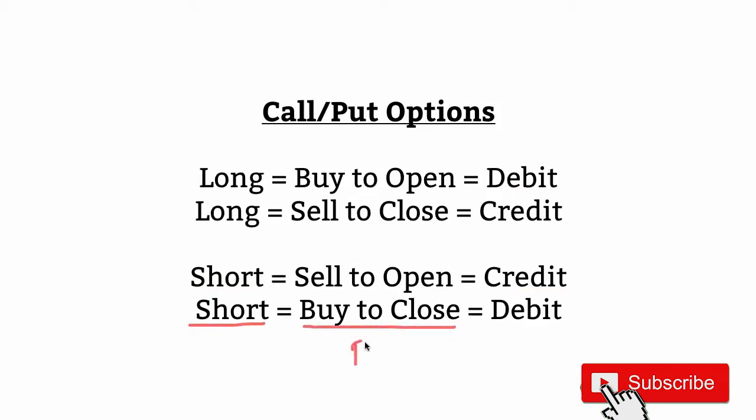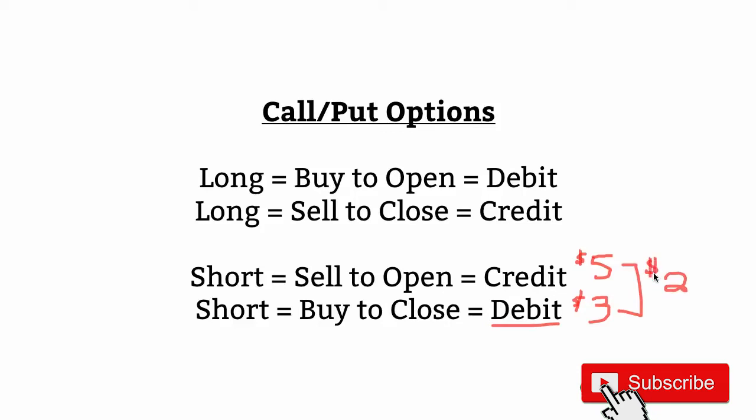So again, on some broker platforms this is going to be a BTC, buy to close. So you're going to buy to close, and you're going to pay a debit. Let's say somewhere down the line, you buy back your contract and close out of the position, and it only costs you $3 to buy out of the position. Now you are left with a net profit of $2.